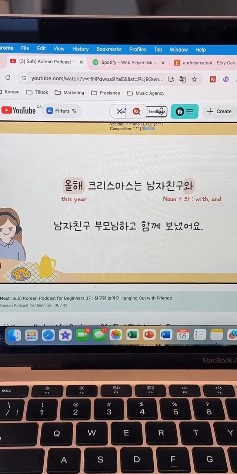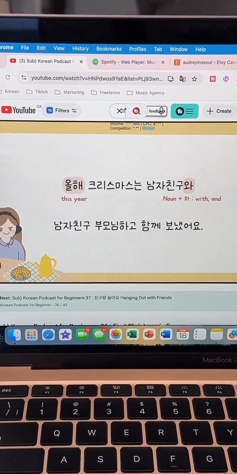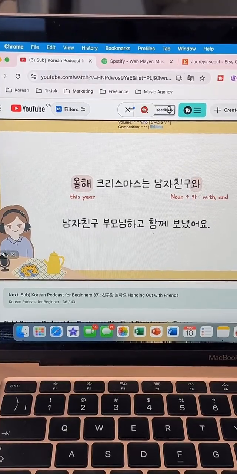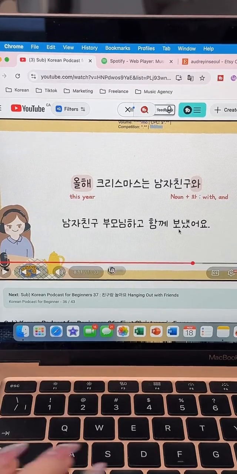Okay, so now we know better that 함께 is written form only, and 같이 would be more like when you are saying it out loud, spoken form. In written form as well, but I feel like in written form it would be a little bit more casual than 함께. And then we have 보내서요.